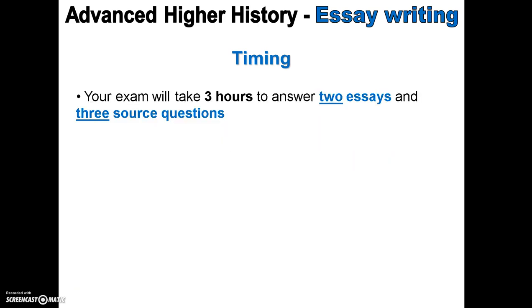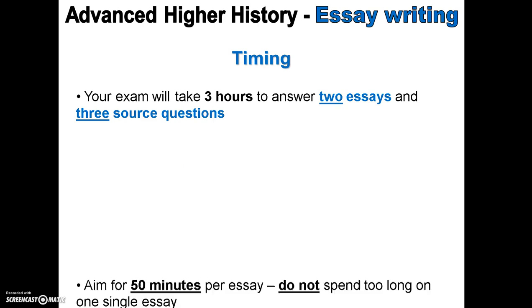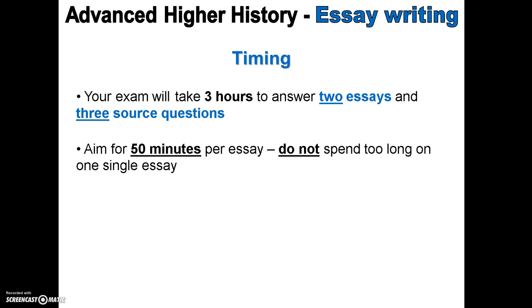In the first place, it's important you know what timing you're going for. The final exam for advanced higher history takes 3 hours, and in that time you have to answer 2 essays and 3 source questions. You should aim for around 50 minutes per essay. It's really important you don't spend too long on one single essay, because this would then be at the expense of the other essay and the source questions.